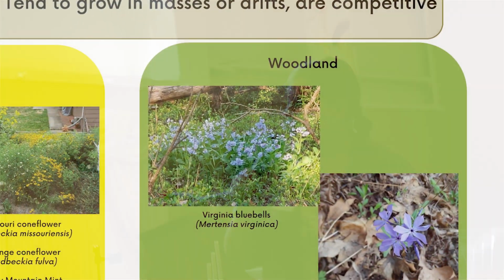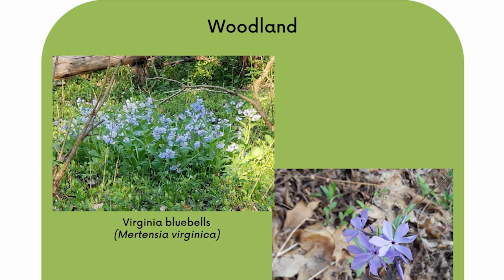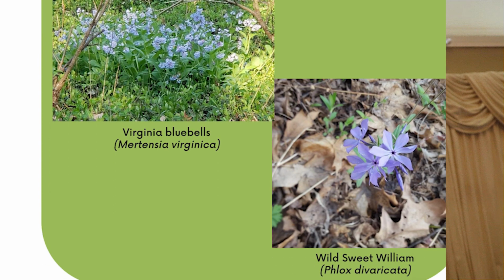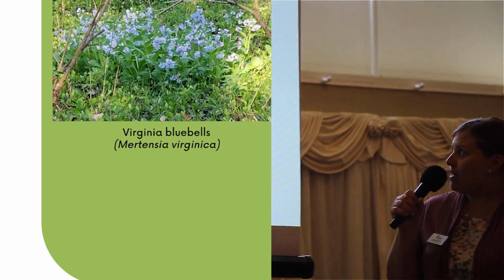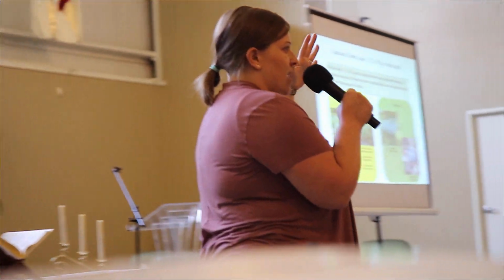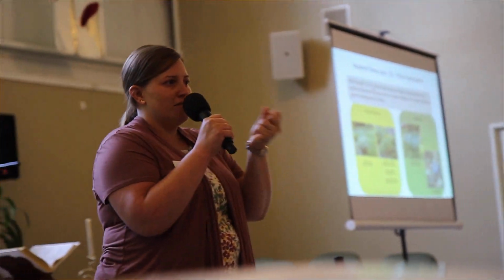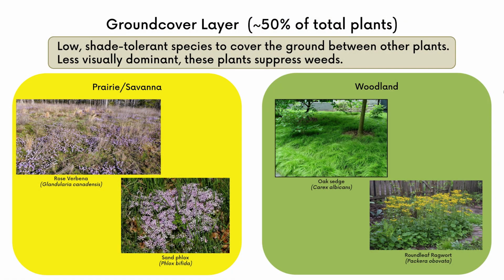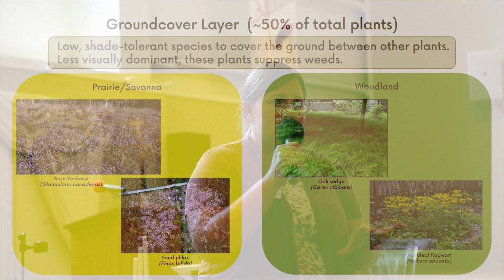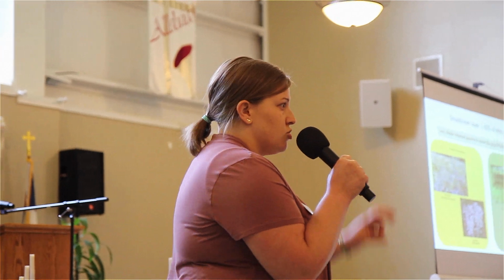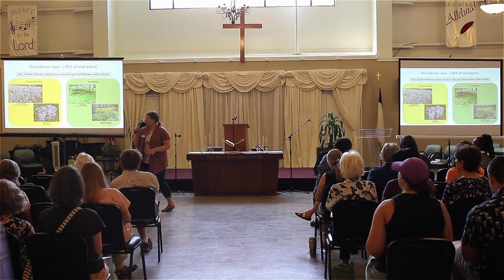For a woodland environment, for a garden, your spring ephemerals like wild sweet William and Virginia bluebells, they take advantage of the sunlight before the trees grow their leaves. So they're a great seasonal theme layer plant. And now we have our ground cover, which this is where the majority of your plants are at. About 50% of your total plants are going to be in ground cover, because these are the low shade-tolerant species that fill in the spaces between the structural and the thematic layers.